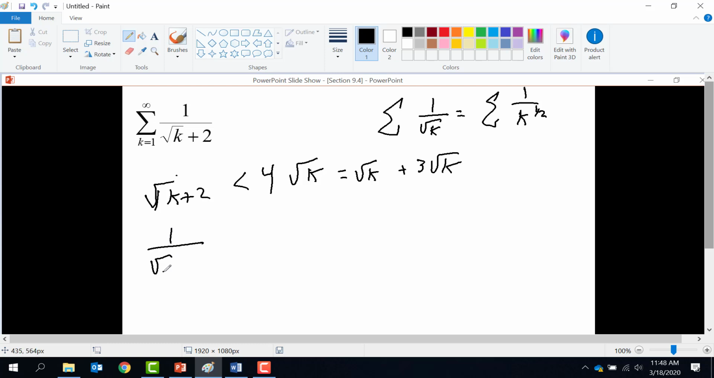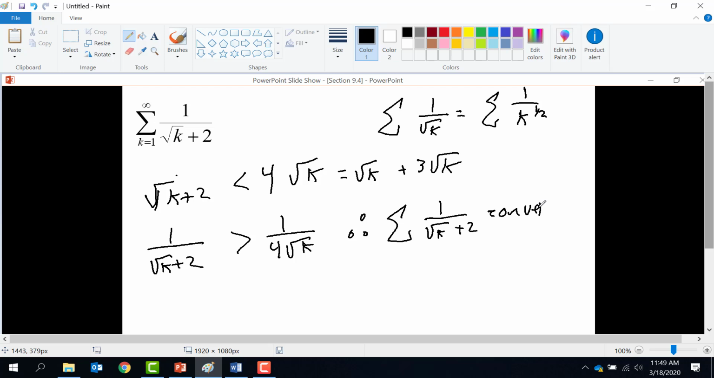So now 1 over the square root of k plus 2 will be bigger than 1 over 4 times the square root of k. And the 1/4 we can ignore because that's just a constant. And so this series converges. Therefore, these terms are bigger than one that converges. Therefore, your series 1 over the square root of k plus 2 converges.